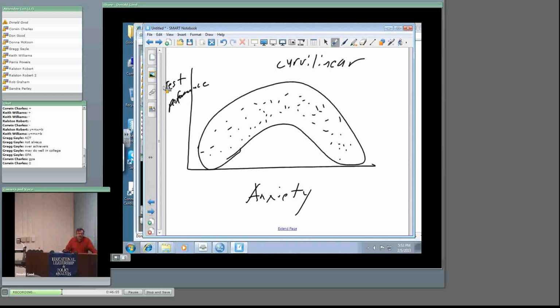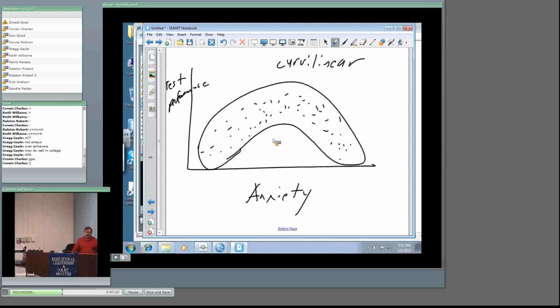If you're talking about low to mid anxiety, there's a positive relationship. If you're talking about mid to high anxiety, there's a negative relationship. So there is a significant correlation, but it doesn't come out just in the R value. That's why, and we're not going to get into this other than me saying it, sometimes we talk about partial correlations.